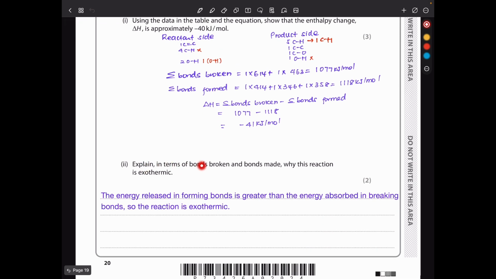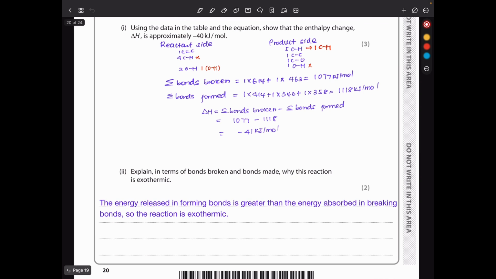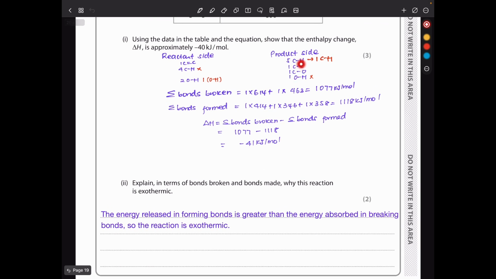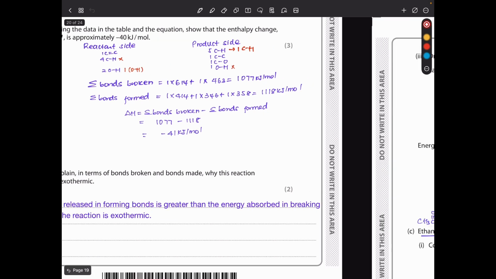Then explain in terms of bonds broken and bonds formed why this reaction is exothermic. This is because the formation of bonds releases more energy than the energy required in the breaking of the bonds. So I say the energy released in forming bonds is greater than the energy absorbed in breaking the bonds, so the reaction is exothermic.